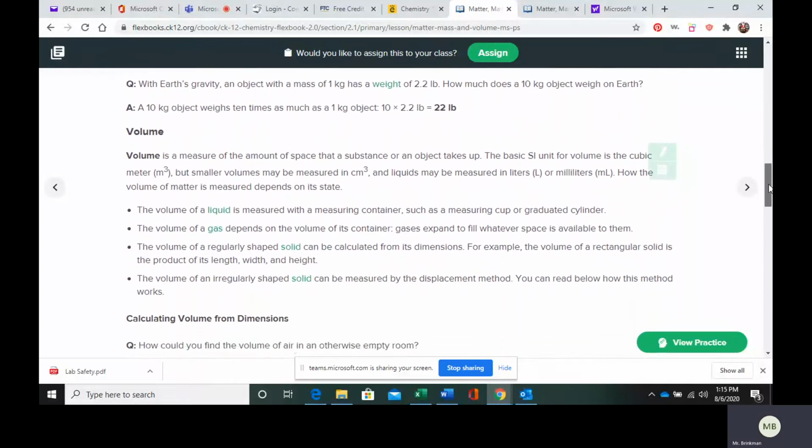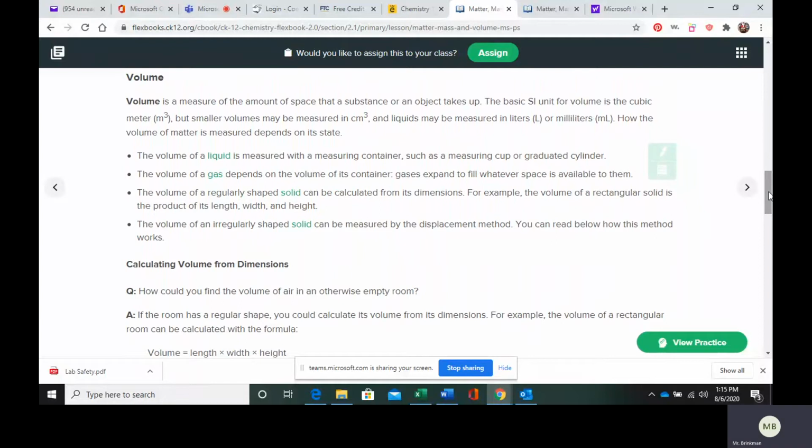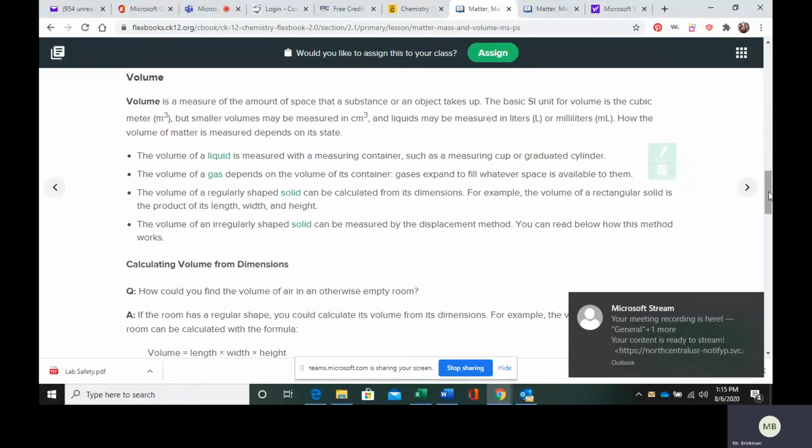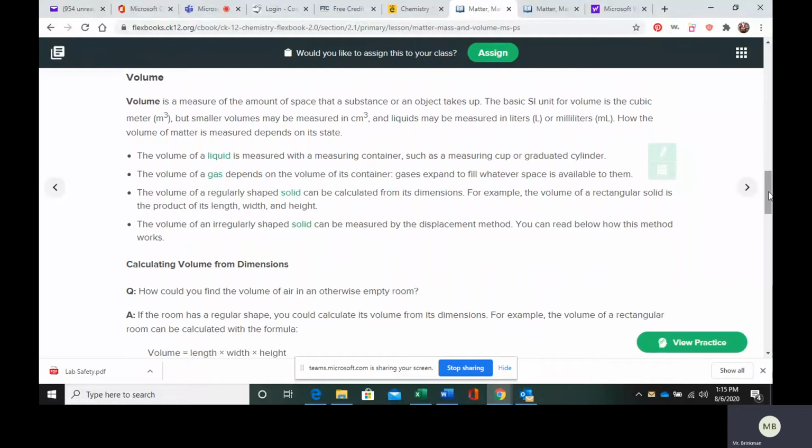And finally, we get to volume. Volume is going to be the amount of space that a substance or object takes up. Now, there are two types of measurements that we use for volume. We can use the cubic meter and any variation of meter, so centimeter, decimeter, and we can also use liters or milliliters. Cubic centimeters and cubic meters are usually used to describe the volume of solid objects. Liquids are usually measured in liters or milliliters.